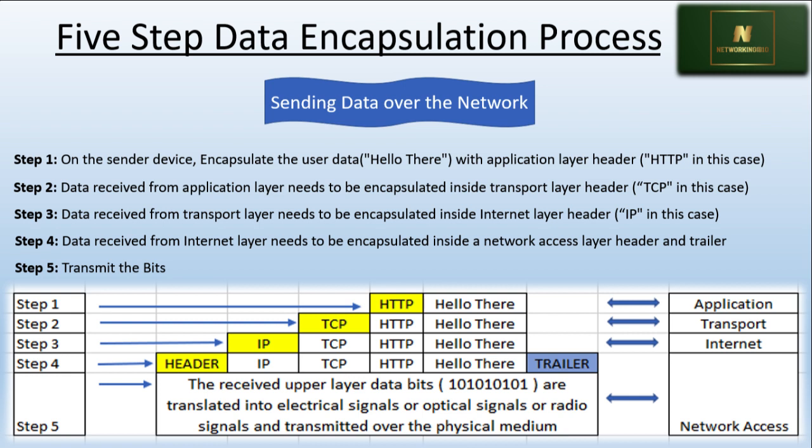This packet is further passed on to layer 1 or network access layer of the TCP IP protocol suite. Here, the received packet is further encapsulated with a header and trailer respectively. This is called a frame. This final frame, or digital bits of ones and zeros, are further encoded as electrical signals or optical signals or radio signals and transmitted over the physical transmission medium, which could be a wired medium or wireless medium. Now, the data has left the transmitting device.